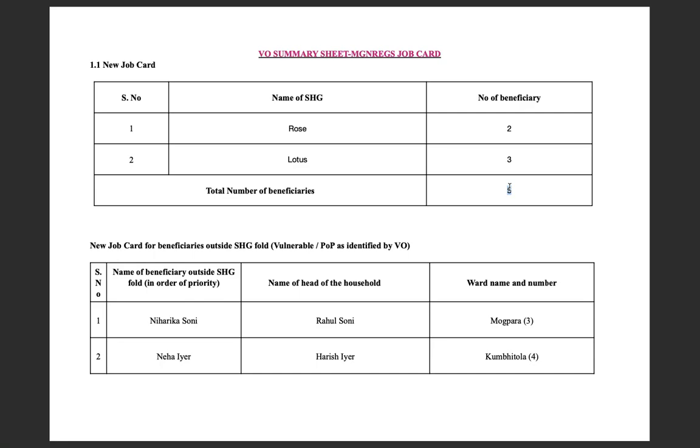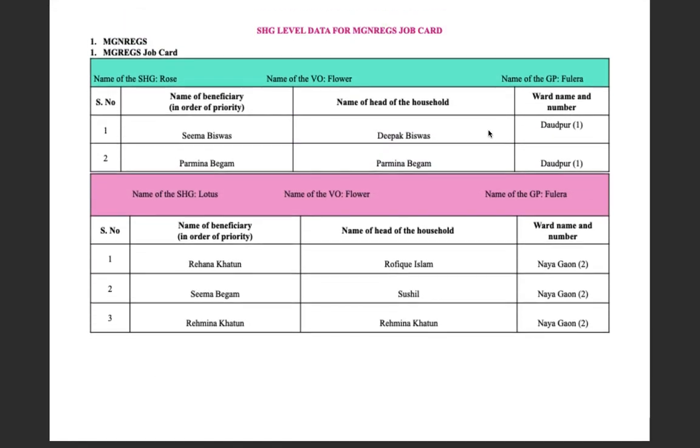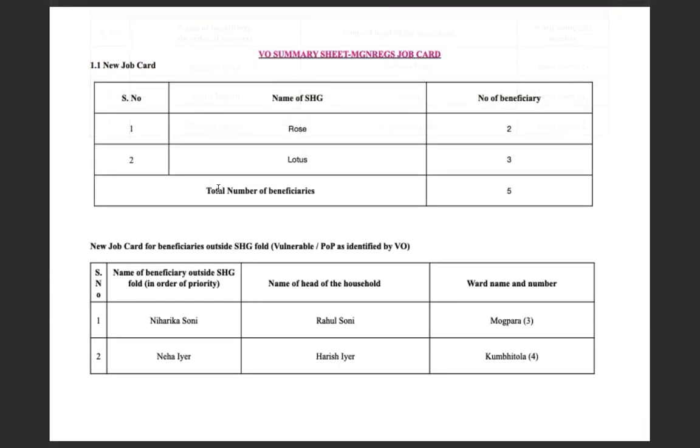What the facilitator has to ensure is that below this VO summary sheet, the SHG data of Rose SHG and the Lotus SHG is also attached. This way, if somebody like the Gram Panchayat president or secretary wants to see who the 2 beneficiaries under Rose SHG are, they can just go down and see the attached pages and understand that the 2 beneficiaries are Seema Biswas and Parmeena Begum.